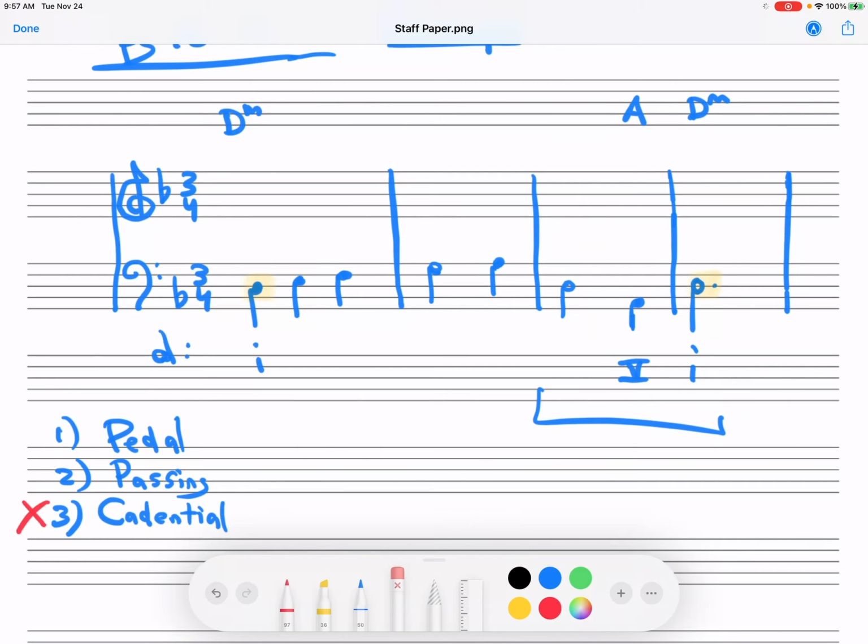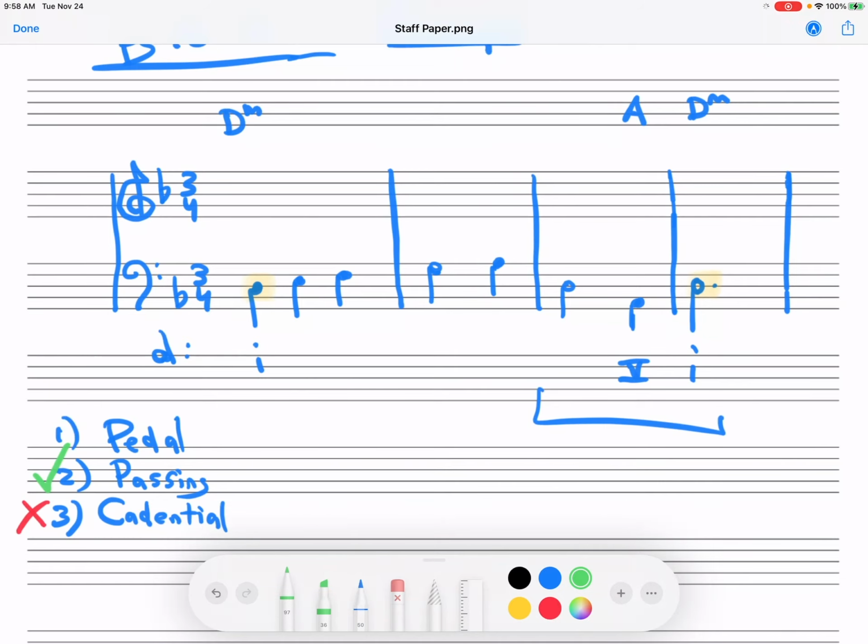Passing. This looks like a good possibility because, as you can see here in the very beginning, the bass is stepping. In a passing 6/4, the bass steps on a weak beat and connects 2 chords. So it looks very likely that this note here could be a passing 6/4. So that's what I'm going to aim for. I'm going to try to make a passing 6/4 on that second chord.